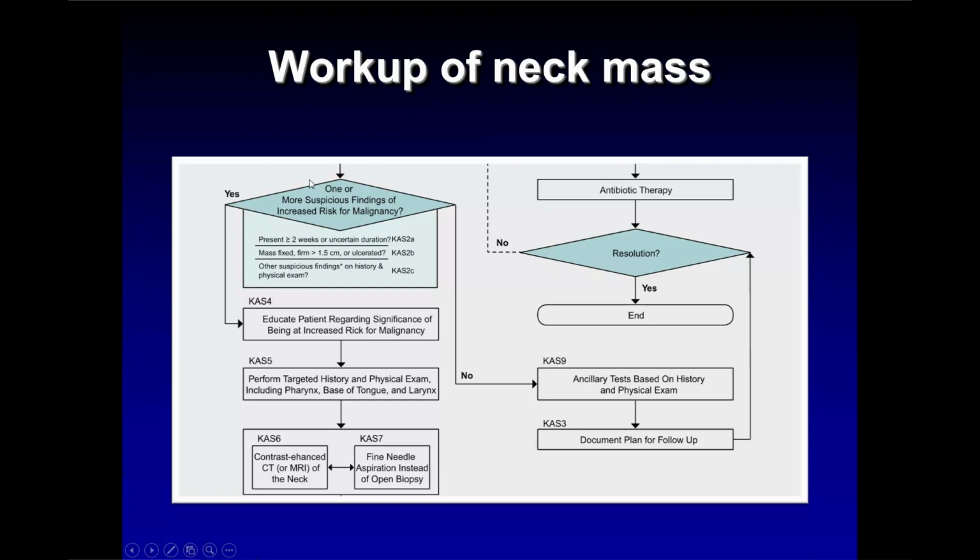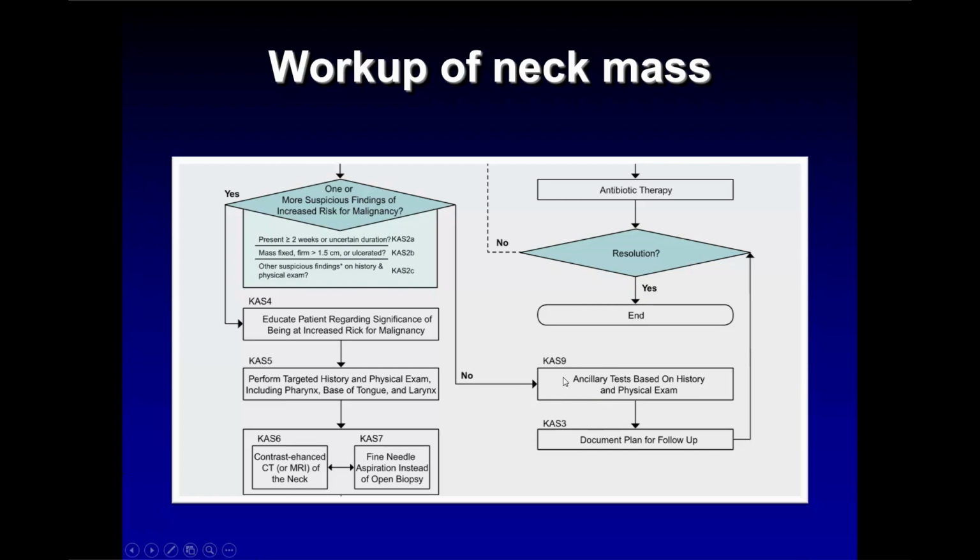Down here is one or more suspicious findings of increased risk of malignancy. If yes, then begin to educate the patient, as we discussed earlier. If no, then you can perform ancillary tests. And this was what I had mentioned in the previous slide. And so this includes, it could also be risk of having something like a lymphoma.